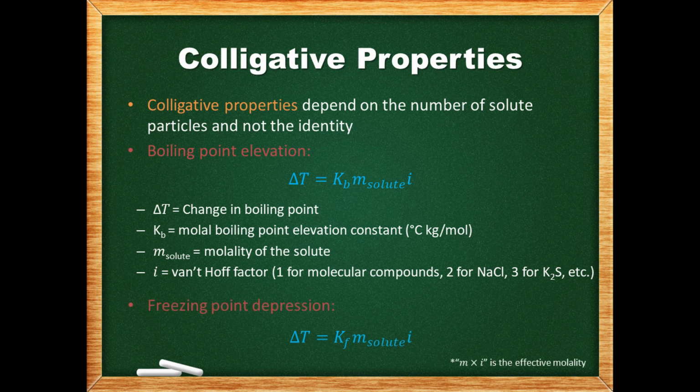Freezing point is lowered by the addition of a non-volatile solute. The equation is pretty much the same except there is a different constant for freezing point depression. The constant depends on the identity of the solvent. Also, note that the product of the molality and the Van't Hoff factor is known as the effective molality. This can be useful when comparing the change in boiling or freezing points caused by different solutes.